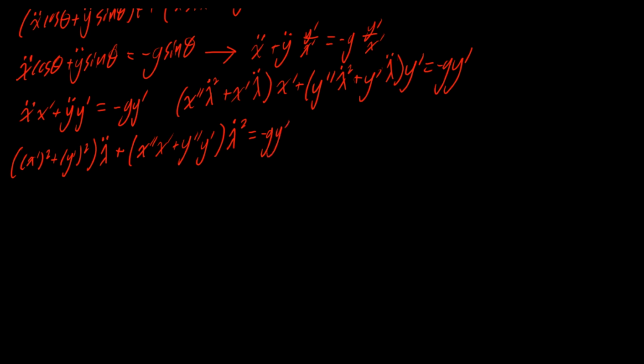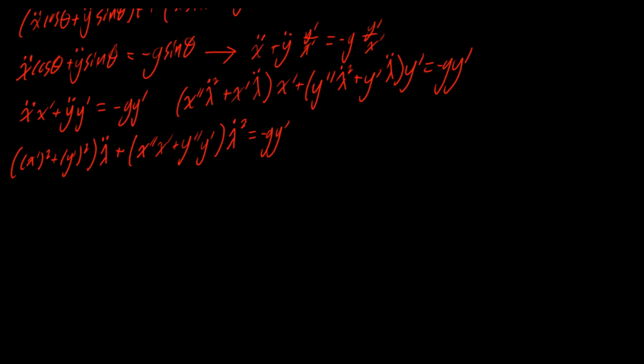We're going to have negative g y prime. And this is pretty much it. You can solve for lambda double dot if you wish in order to solve for these systems numerically, because I guarantee that for pretty much most choices of x and y, you're not going to be solving this for lambda analytically.